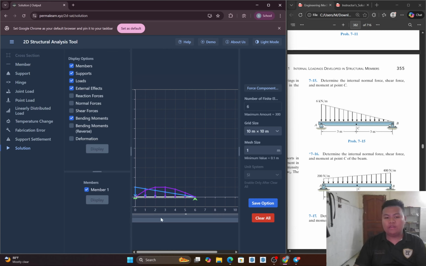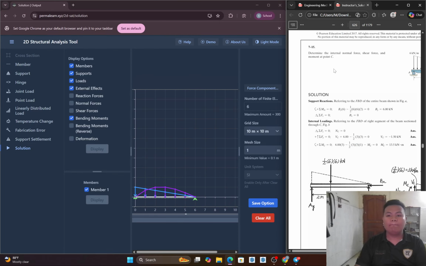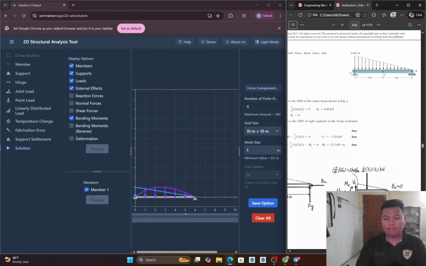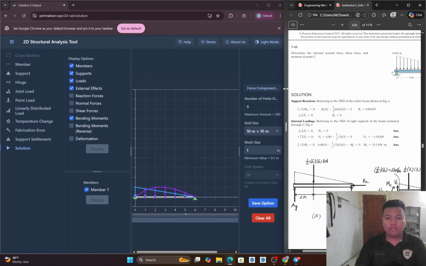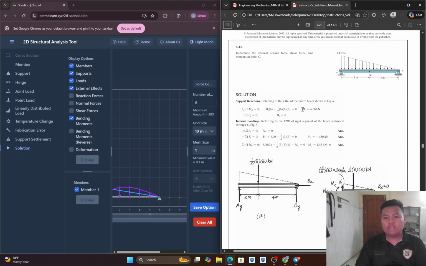Let me tell you that we should check whether we can trust this website or not. So let's check the solution book altogether to see what the answer of the solution is. Here is the exercise that we have solved in PermaLearn. Let me zoom a little bit. As you can see, B1 is equal to 6 kilonewton, which is the same answer as PermaLearn gave, and also the shear force at point C is equal to minus 1.5 kilonewton, also the same as PermaLearn gave, and the moment at point C is also equal to 13.5 kilonewton meter.